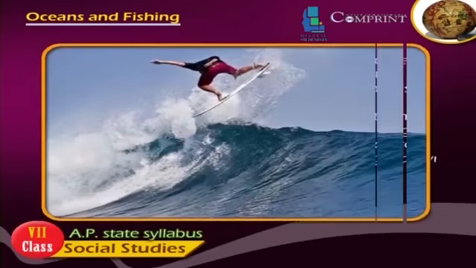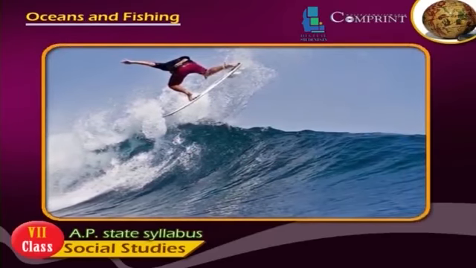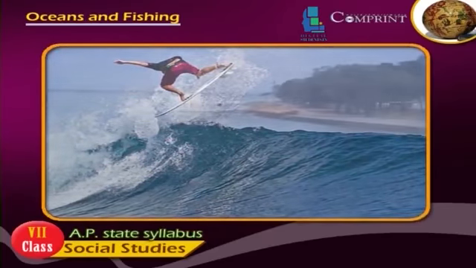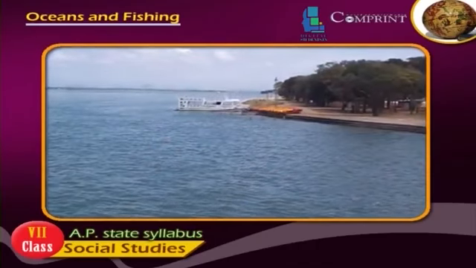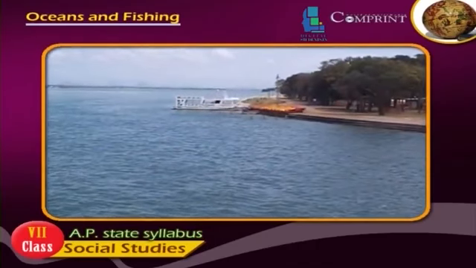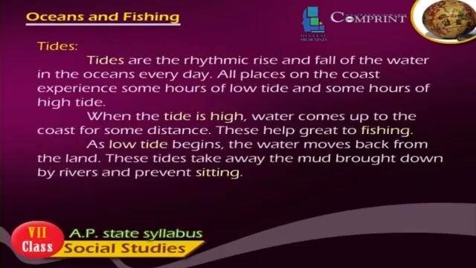Tides are the rhythmic rise and fall of the water in the ocean every day. All places on the coast experience some hours of low tide and some hours of high tide. When the tide is high, water comes up to the coast for some distance. These help greatly in fishing. As low tide begins, the water moves back from the land. These tides take away the mud brought down by rivers and prevent silting.